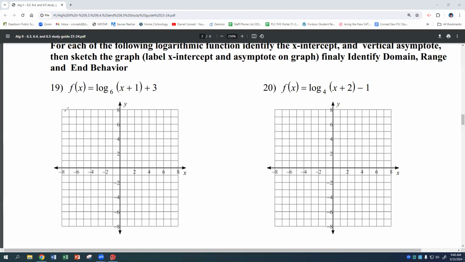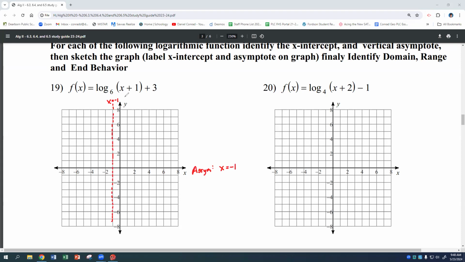So our asymptote is x equals -1, right? Because this is a shift left 1, which means our asymptote, instead of being x equals 0, gets shifted 1 to the left, which is going to be x equals -1. Normally it would be x equals 0 for a log function, but since this is shifted 1 left, it's x equals -1. Okay, that's step 1.